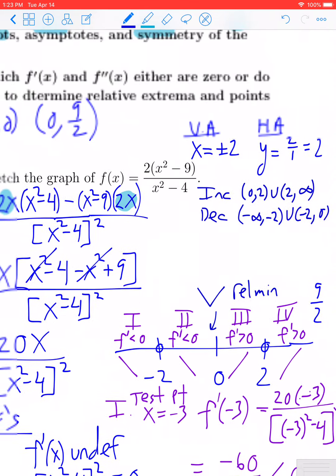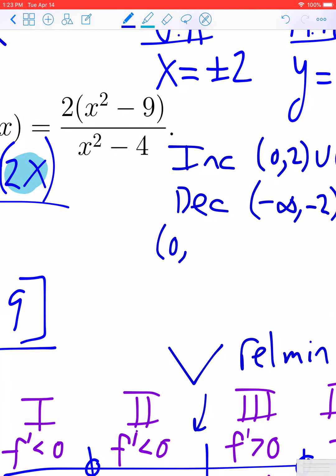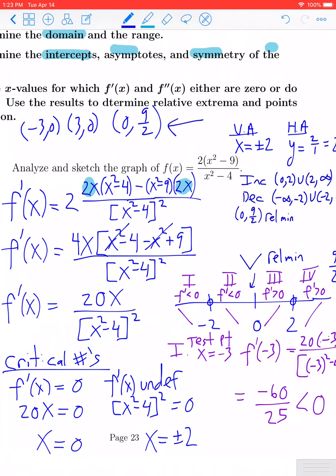At that point, you would want to plug 0 into the function, and we already did this before. We already plugged 0 in. That turned out to be the y-intercept. So the y-intercept here, the ordered pair (0, 9/2), is a relative min. So we have all of that good information.